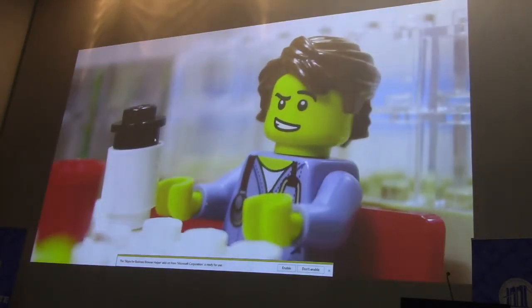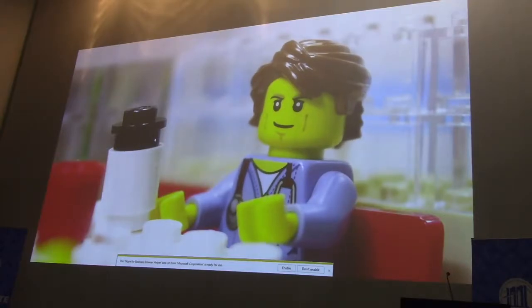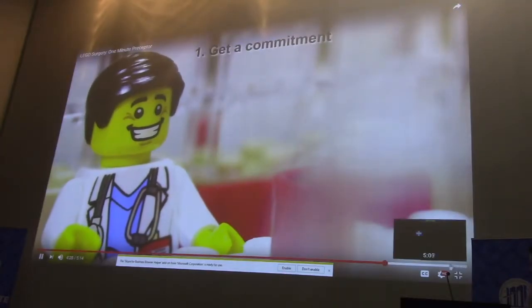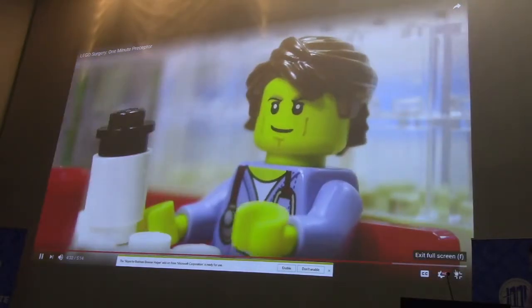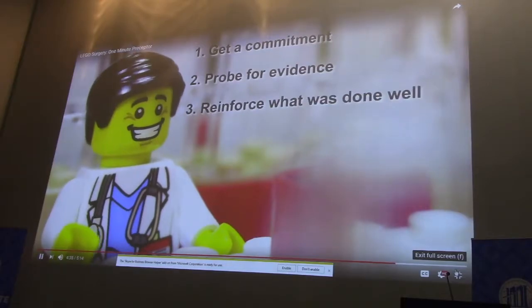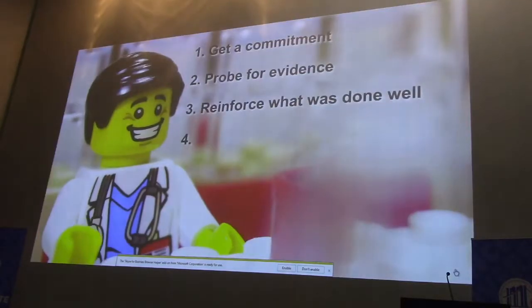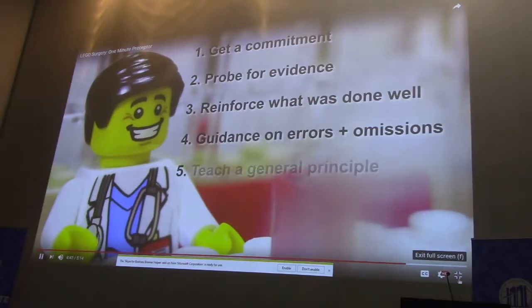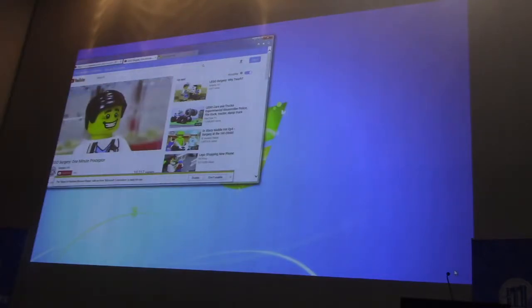Yeah, yes you are. Now, before you go back to clinic, can you remember the steps? Okay, let's see. 1, get a commitment. Put a ring on it. 2, probe for evidence. No actual probing. 3, reinforce the good stuff. Not too much. 4, guidance on stuff that could be better. Just one thing. And 5, teach a general rule. And then move on to the next section. Clinic's going to be so lit.